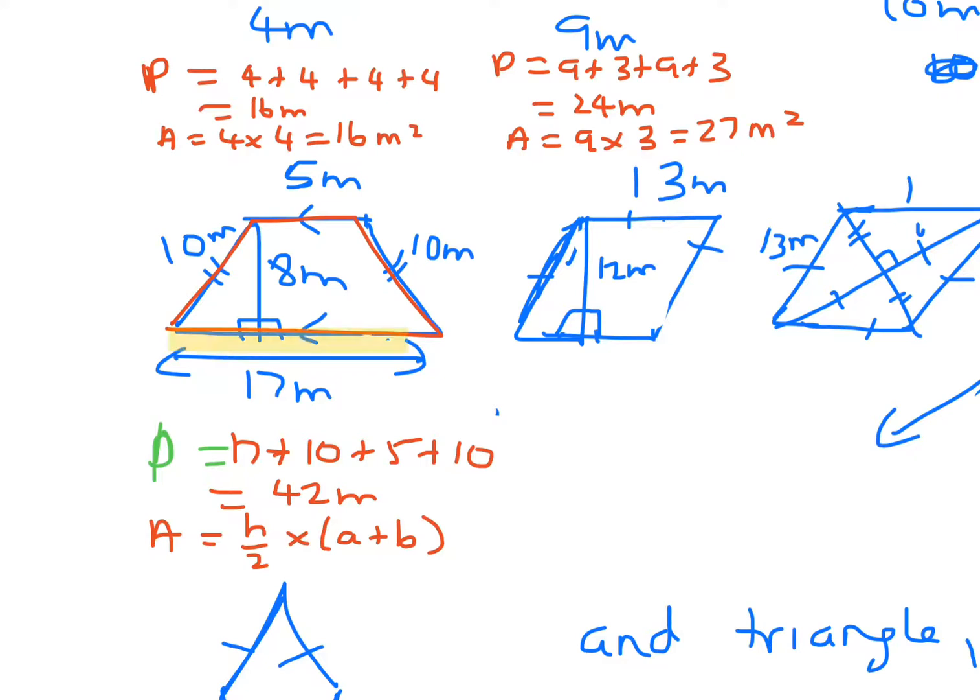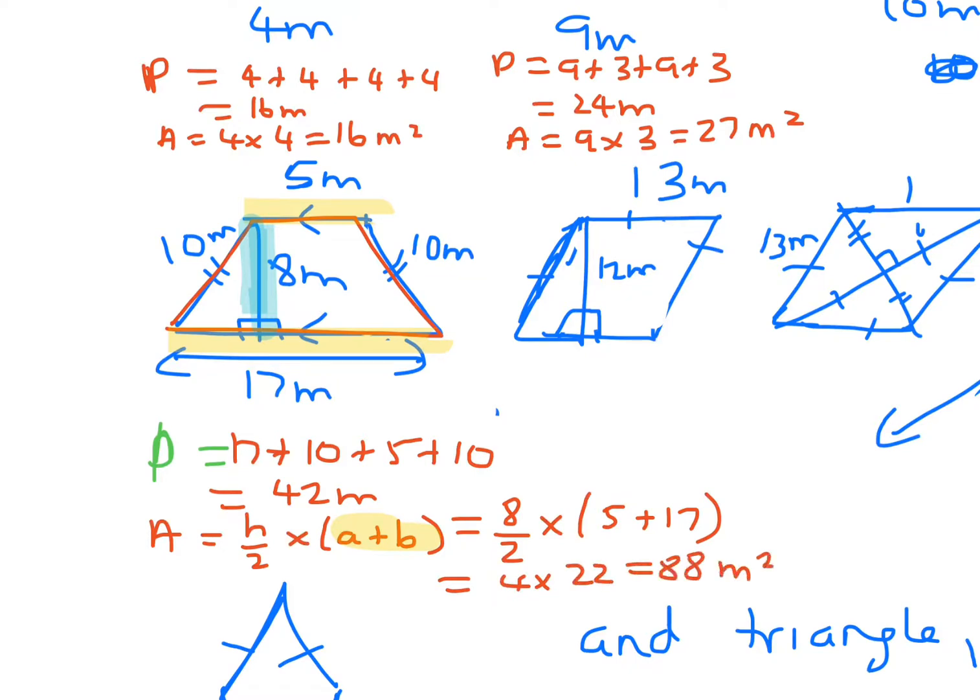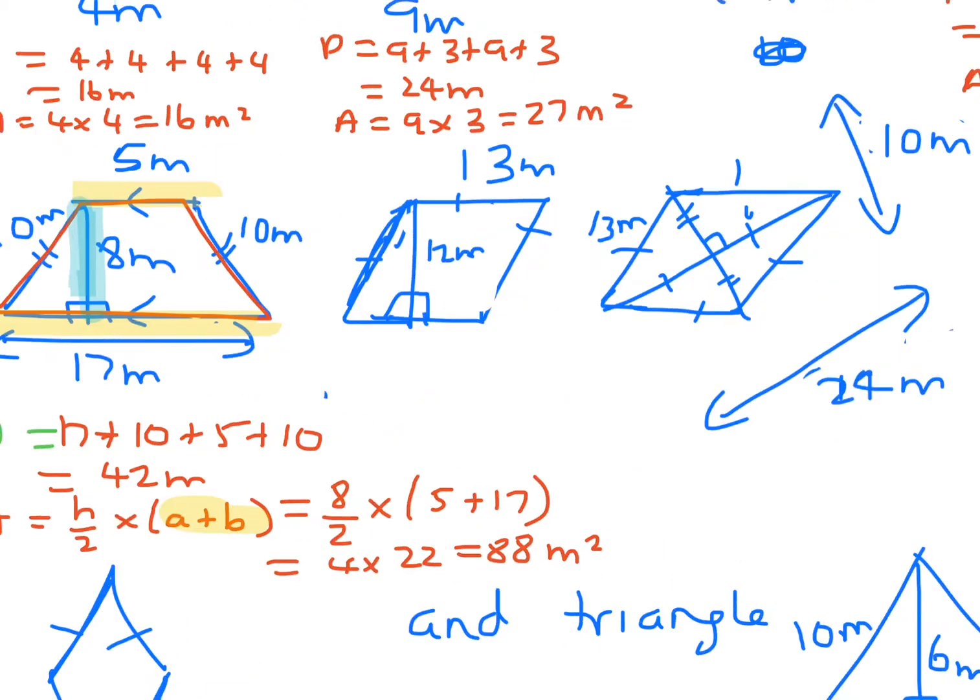So your a and your b are your two parallel sides, and your height is the 8, not the 10. Okay, so it's going to be 8 over 2 times 5 plus 17. 8 over 2 is 4. That will be 22, so you end up with 88 metres squared.